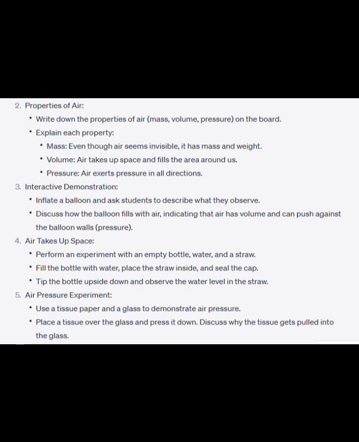Interactive demonstration. Inflate a balloon and ask students to describe what they observe. Discuss how the balloon fills with air, indicating that air has volume and can push against the balloon walls. Pressure: air takes up space.